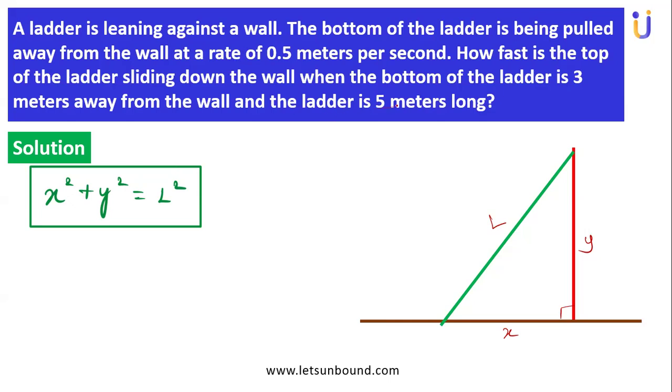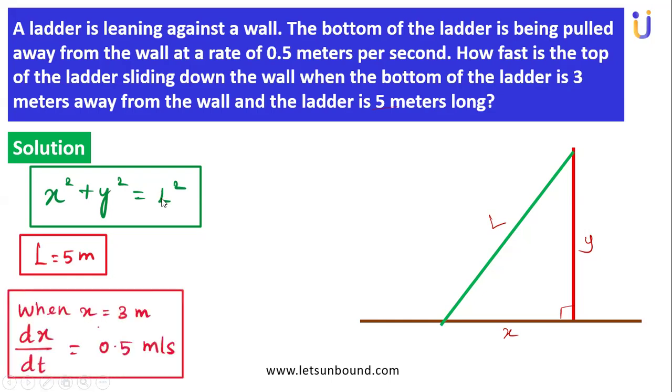The ladder is 5 meters long. So you can plug in: X squared plus Y squared is 25. We can do that. And what else have they given? The bottom of the ladder is being pulled away from the wall. So where you are pulling is X, and that is being done at this rate, 0.5 meters. So dx by dt is 0.5 meter per second.